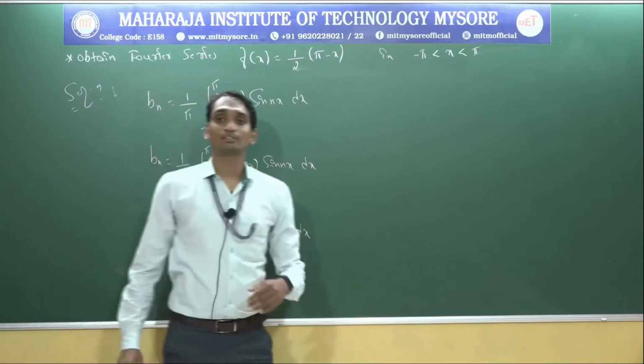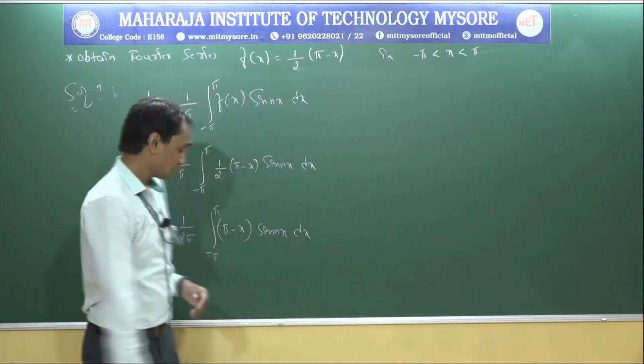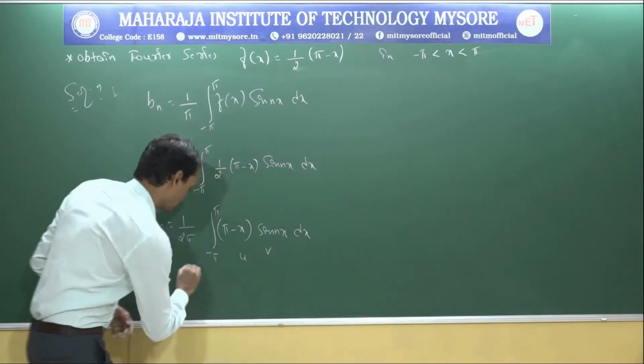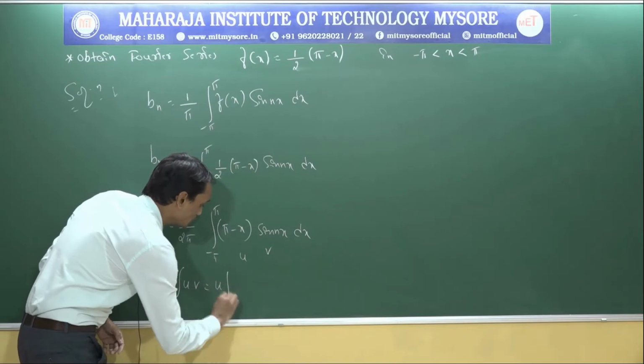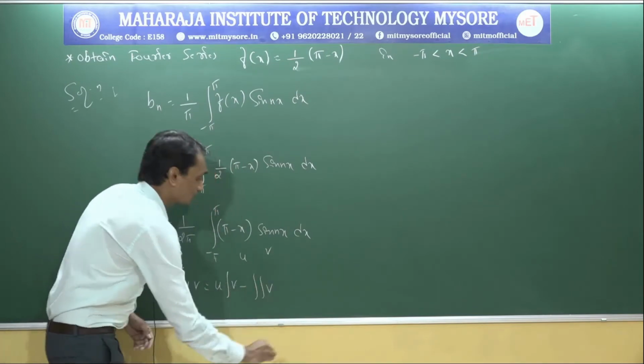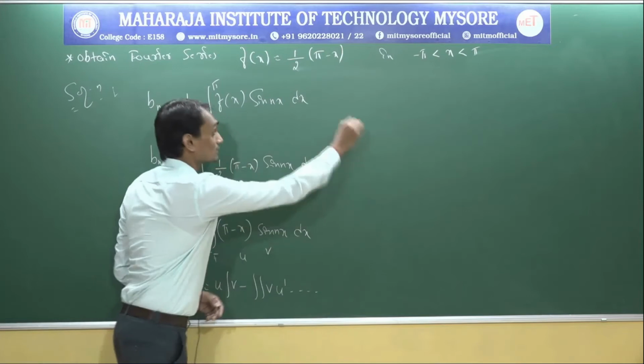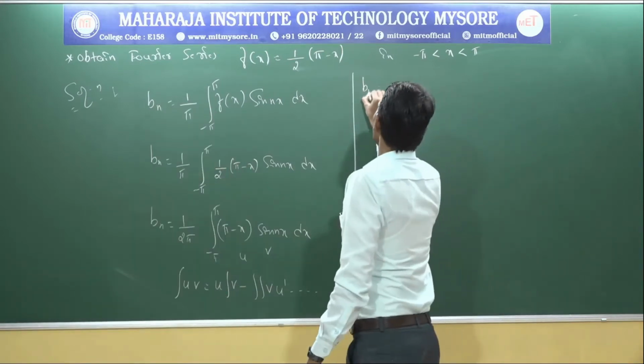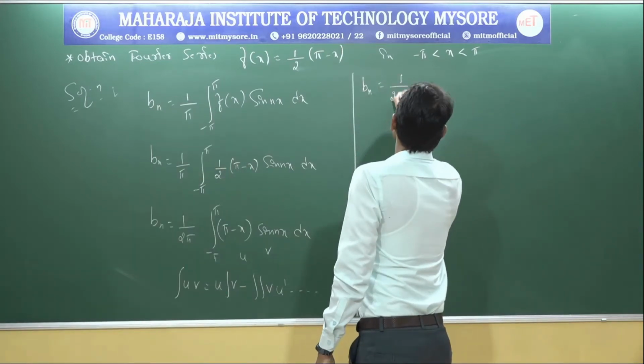How did you apply it for the previous value? The same thing you need to follow. Apply the integration by parts UV rule: integral of U into V equals U into integration of V minus integral of integration of V into U dash. Now apply the formula. Bn equal to 1 by 2 pi as it is.